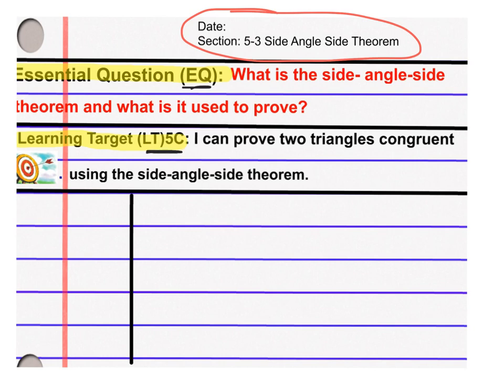Our learning target, we're on 5C. I can prove two triangles congruent using the side angle side theorem. And if you want to start abbreviating side angle side as SAS, that would also be fine.